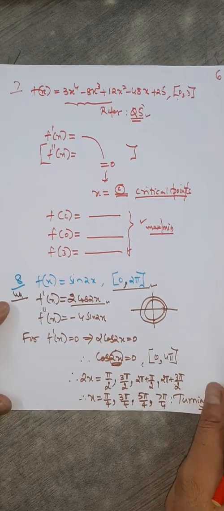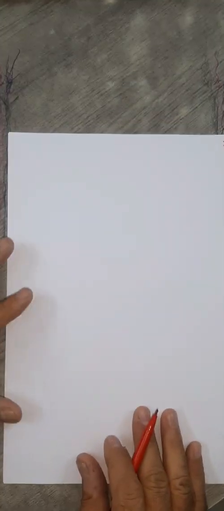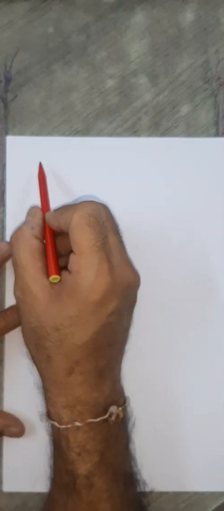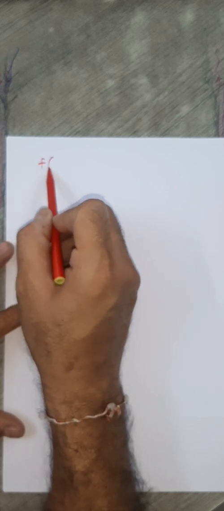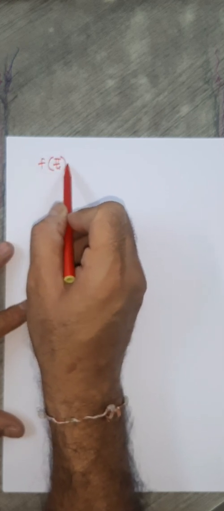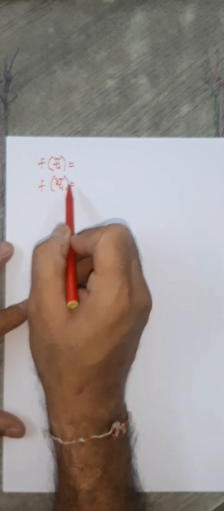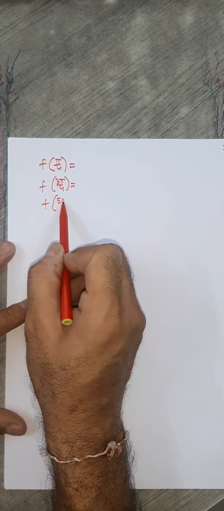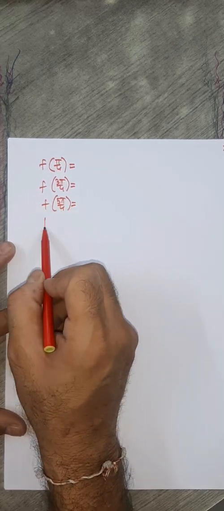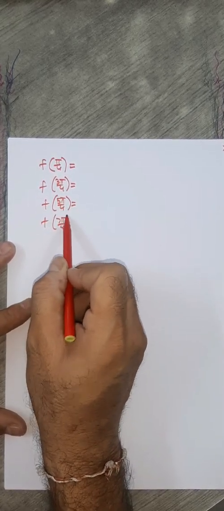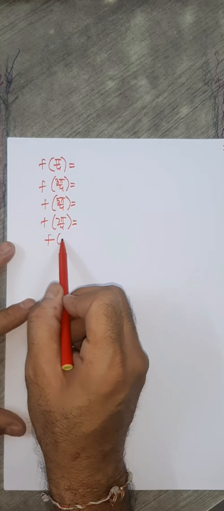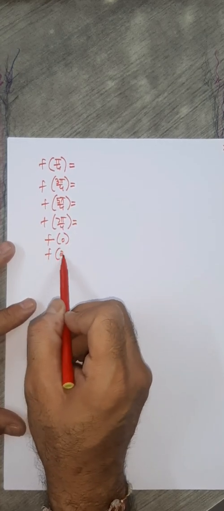We don't want to decide, we want to get just the highest value. So what we'll do is put all the values one by one into the function. We'll find f of pi by 4, then f of 3 pi by 4, then f of 5 pi by 4, then f of 7 pi by 4, and the two endpoints, which are f of 0 and f of 2 pi.